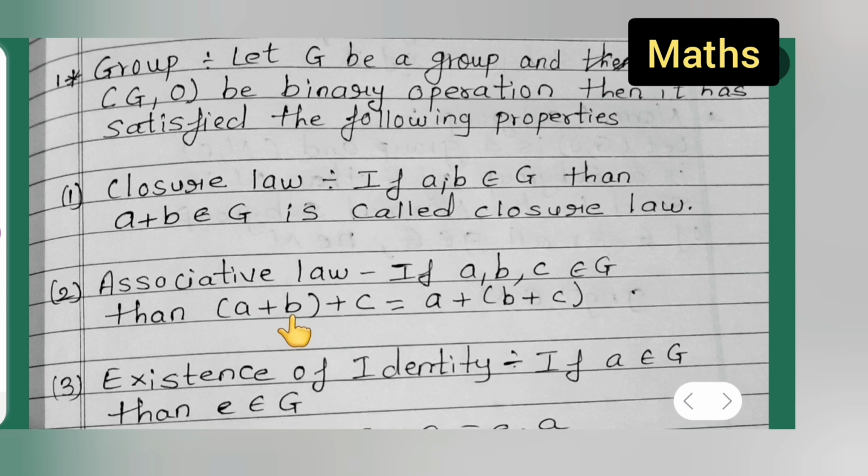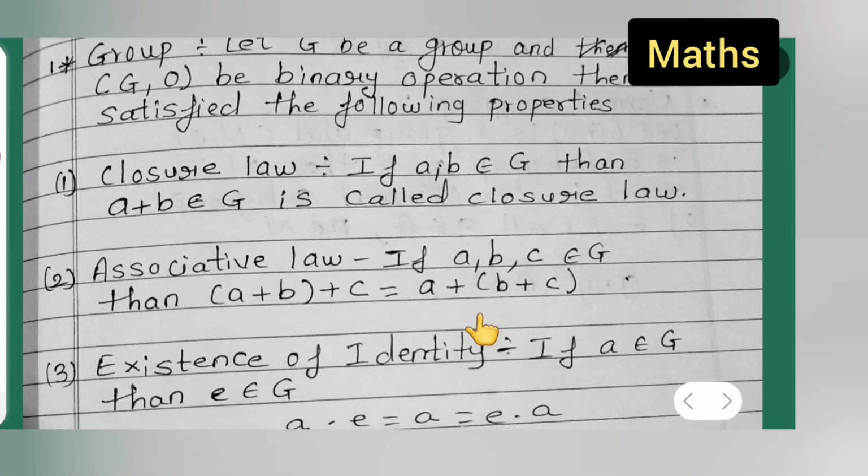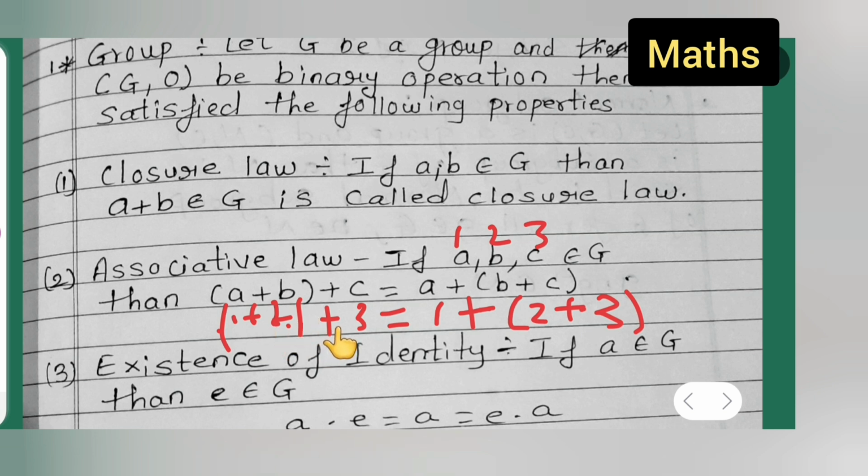then (a + b) + c should be equal to a + (b + c). So whatever values you take, you should get the same answer both ways. For example, if you take a to be 1, b to be 2 and c to be 3, then on the left, (1 + 2) + 3. Now 1 + 2 is 3, and 3 + 3 will be 6, right?